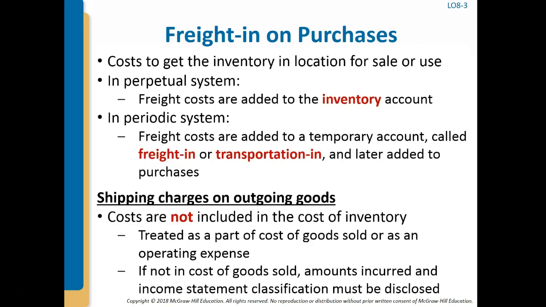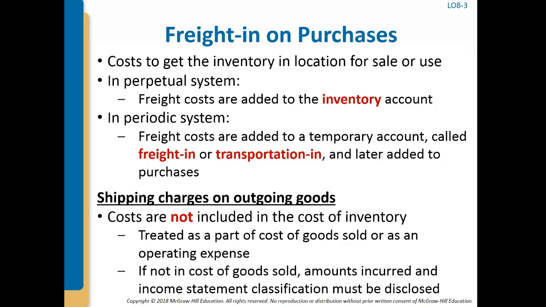Freight in on purchases is commonly included in the cost of inventory. These costs are necessary to get the inventory in location for sale or use and can generally be associated with particular goods. Freight costs are added to the inventory account in a perpetual system. In a periodic system, freight costs are added to a temporary account called freight in or transportation in, which then is added to purchases in determining net purchases for inclusion in cost of goods sold.